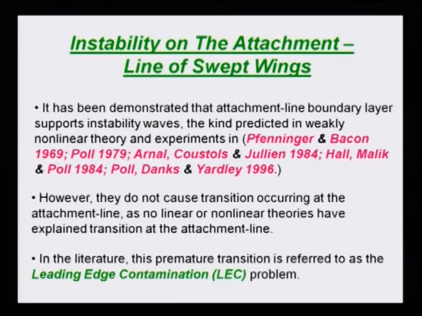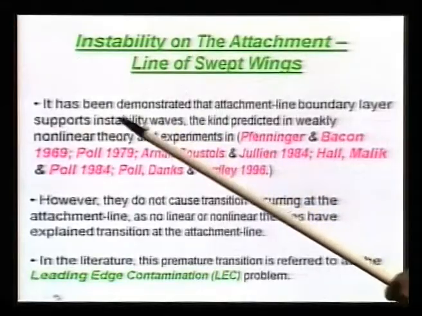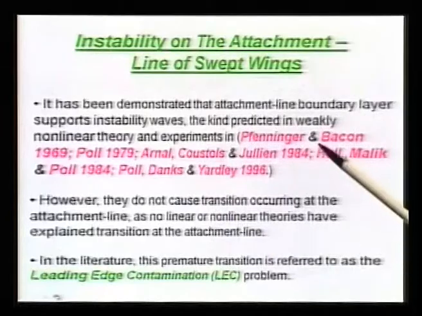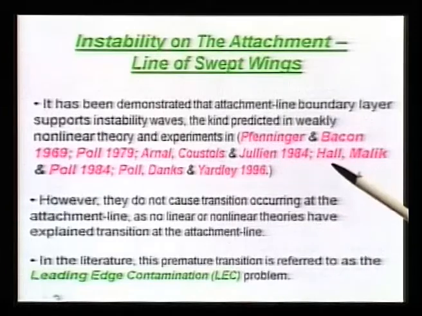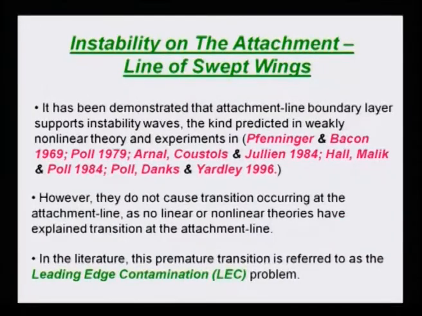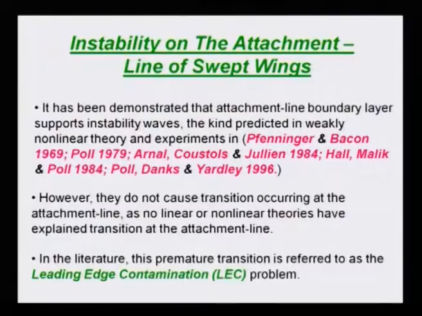Now, people were of course very much mystified for nearly 40 years. You can see that Feininger and Bacon in their 1969 paper conducted experiments, looking for whether on an attachment line boundary layer we can see some kind of instability waves, and they did experimentally note this. These experiments were subsequently done by Pohl, Arnold et al., then Hall et al., and then Pohl et al. again, and you can see a continued interest, and it remained difficult to explain.